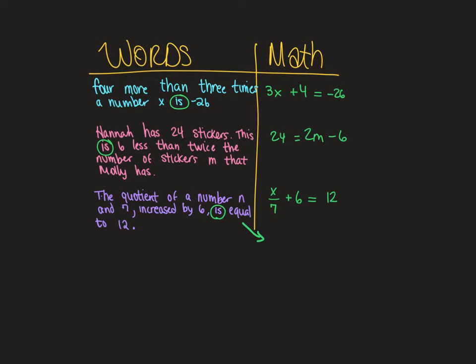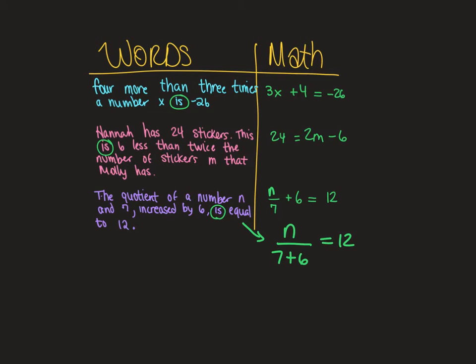We would have had the quotient of a number n. Oh, I used x. Oh, you guys, I used x. Shoot, I didn't use n. I'm supposed to use n. Okay, the quotient of a number n and 7 increased by 6 is equal to 12.